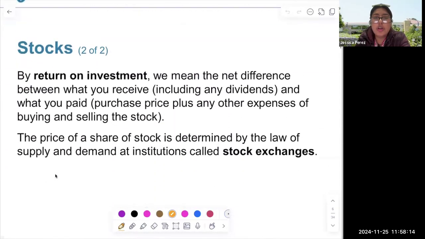Now, by return on investment, we mean the net difference between what you receive, including any dividends, and what you paid. So pretty much it is the return on the investment: how much you're paying versus how much you're getting. The price of a share of stock is determined by the law of supply and demand at institutions called stock exchanges. So the stock exchange is what determines the price of each stock. Okay, so there are shares of stocks, and you can buy a number of shares in a specific company.